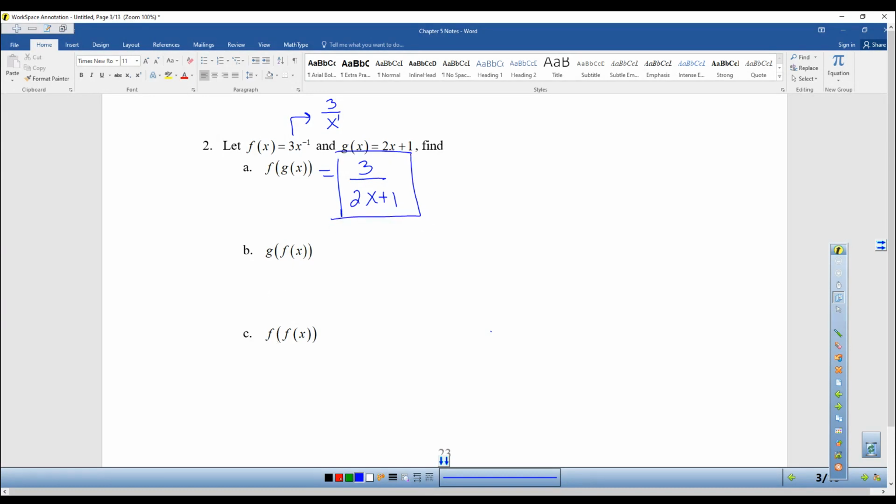g of f of x, so as soon as I see that, I'm going to do 2 times something plus 1. And then I put the f of x in there, 3 over x. Remember that when you're doing a whole number times a fraction, it's easier if you change the whole number to a fraction and do a fraction times a fraction.